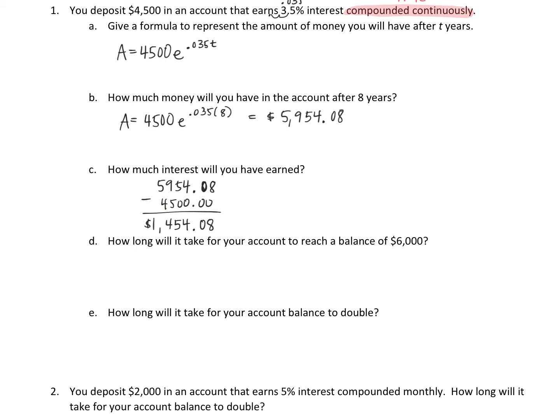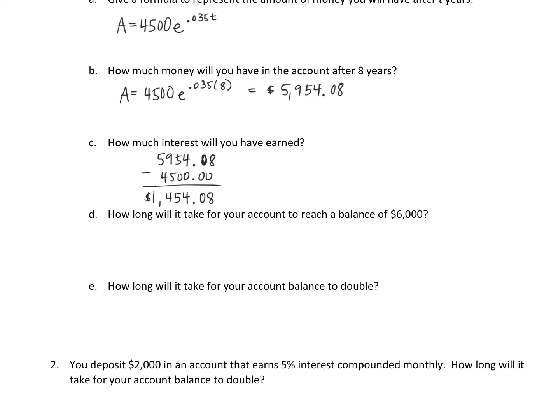So part B and C, we've probably done that before in an earlier section. D and E are the ones that are going to be different. This relates to the exponential and logarithmic equations. So part D is, how long will it take for your account to reach a balance of 6,000? So notice this time they're giving us the A, so we're going to plug in 6,000 for A, and when we do that, we're going to be left with the T. The T is in the exponent, so this is an exponential equation.